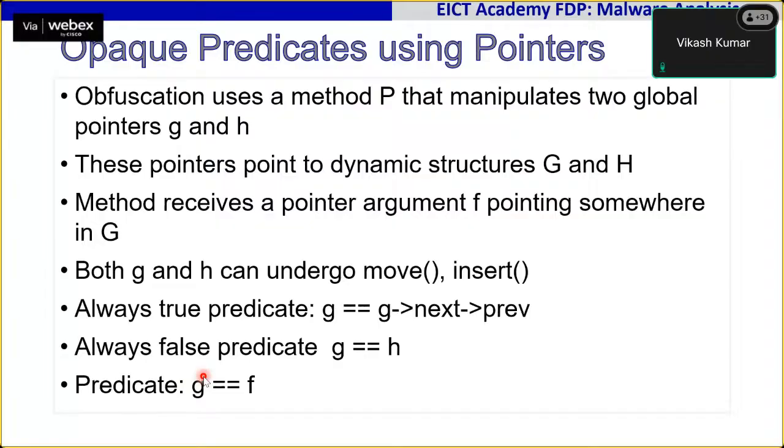Similarly, opaque predicates can also be set using pointers. So we have a method P, and there are 2 global pointers G and H. G is pointing to the dynamic structure capital G, and H is pointing to the dynamic structure capital H.